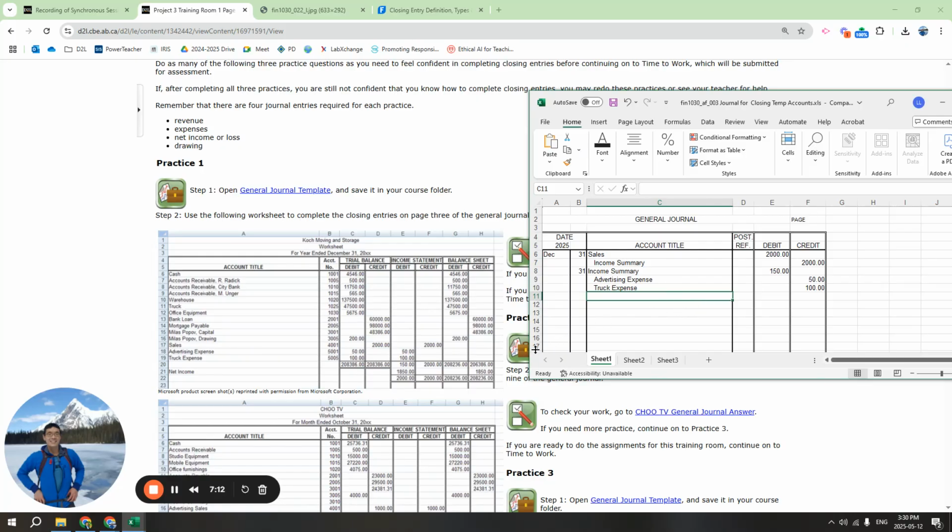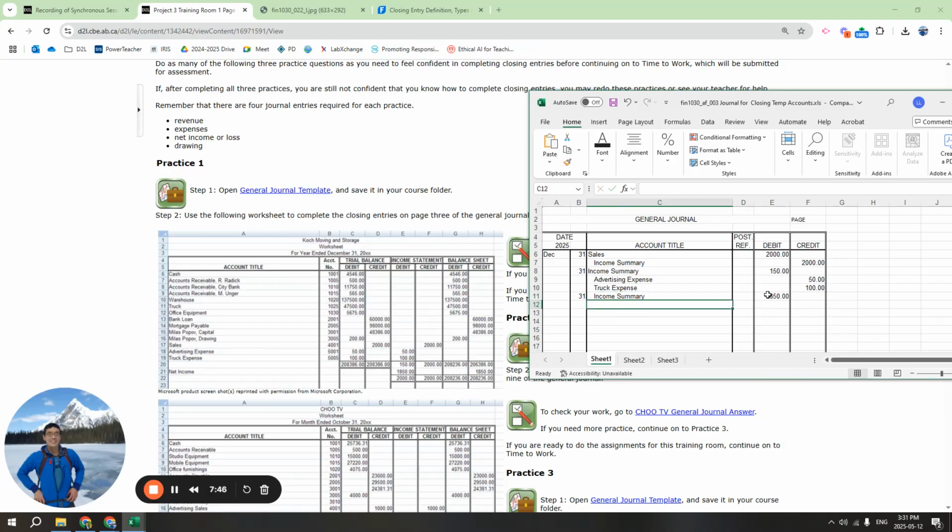So we can then determine, oh yes, we took in $2,000, but we spent $150. So our net income is $1,850. So that is our net income. It is a credit balance. So to move that, to close that income summary account, we have to debit it with the amount of $1,850.